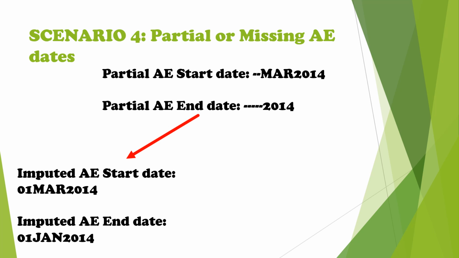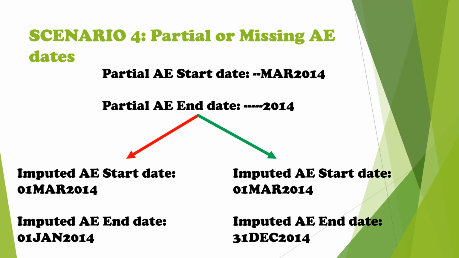This is a potential problem in our analysis. Our way to ensure that this doesn't happen is to use the first day, first month approach for the start dates and last day, last month approach for the end dates. So using this approach, in our previous example, the newly imputed AE start date will remain the same as 1st March 2014, but the imputed end date will become 31st December 2014. And now we can see that the end date is after the start date.